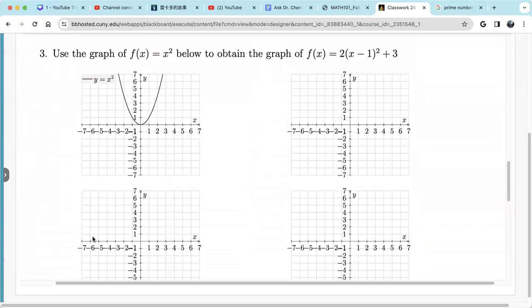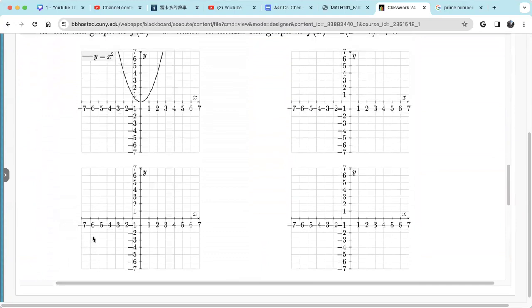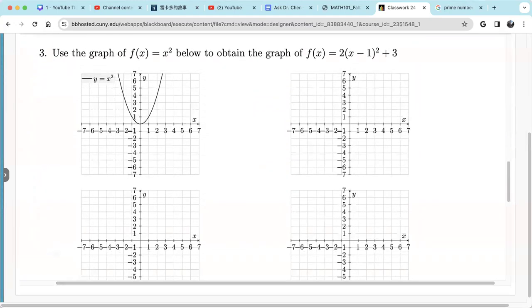Let's see, 3. So 3, we're treating x squared as the reference graph. Let's call this g of x. G of x we can write as 2f of x minus 1 plus 3. So basically, this is saying g of x is the transformation of f, right?